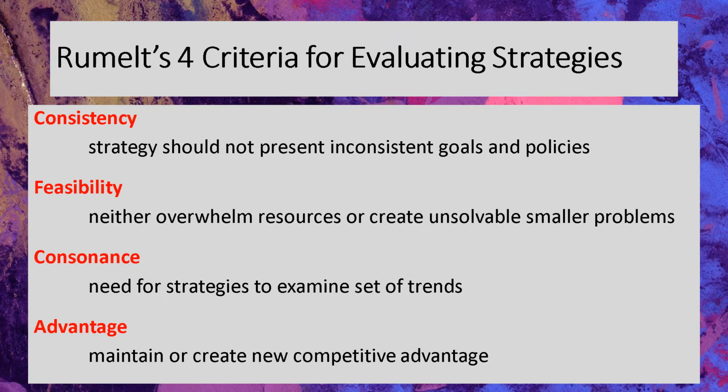Rumelt's criteria for evaluating strategies. It is impossible to demonstrate conclusively that a particular strategy is optimal, but it can be evaluated for critical flaws. Here are four criteria to use in evaluating a strategy: consistency, feasibility, consonance, and advantage. Consistency: a strategy should not present inconsistent goals and policies. Are the external strategies consistent with or supported by various internal aspects of the organization? These guidelines help determine if organizational problems are due to inconsistency.